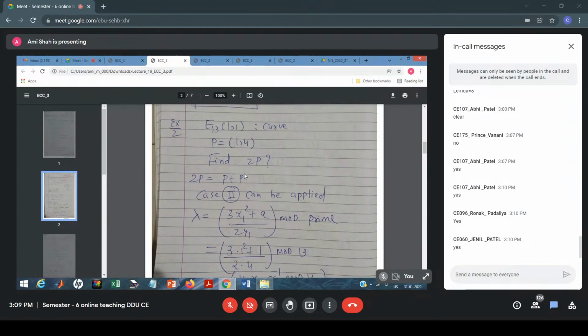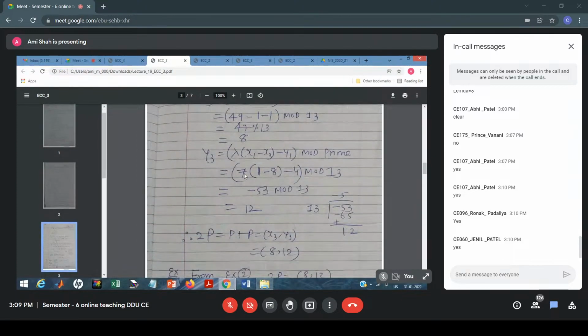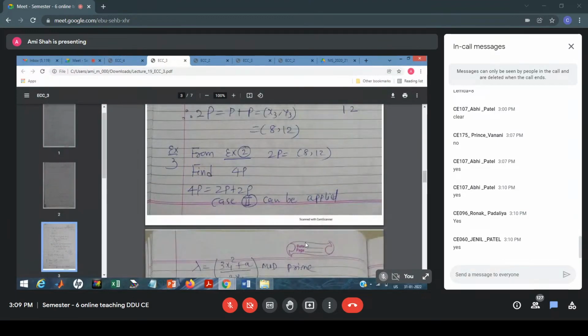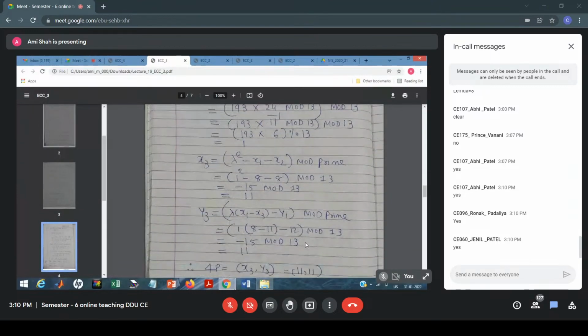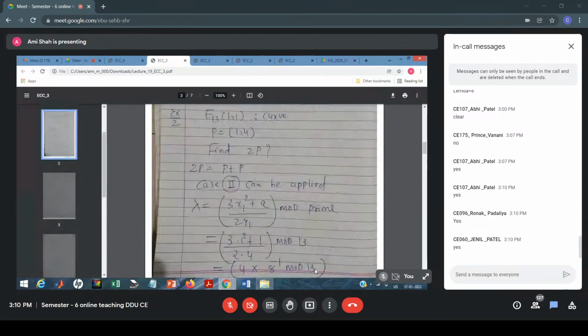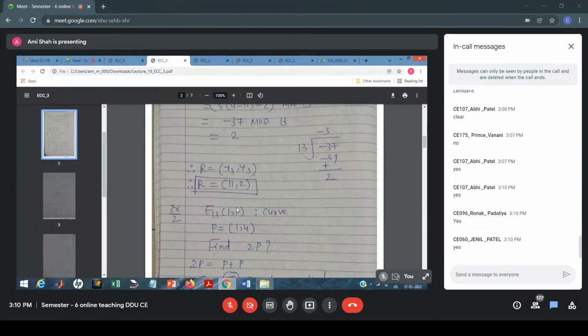First I have to calculate the 2P, right? Once I get the 2P, what do I get? (8, 12). Once I get the 2P, from that I also get 4P. So finally, what do I get as the answer over here? I get 4P equals (11, 11), where P is what? See here, the elliptic curve is (1, 1), and P equals (1, 4) is given.